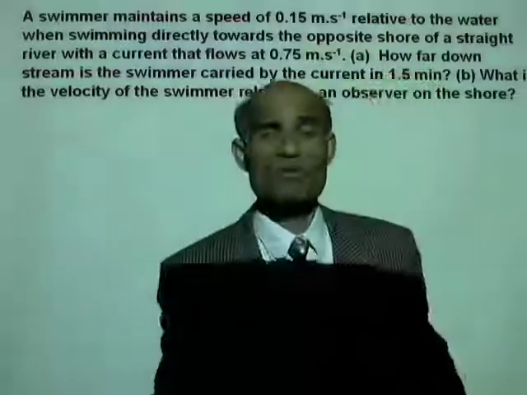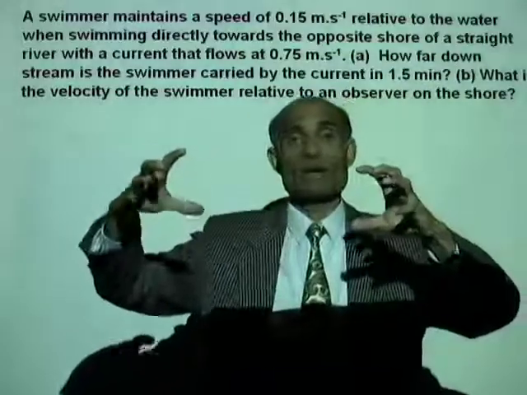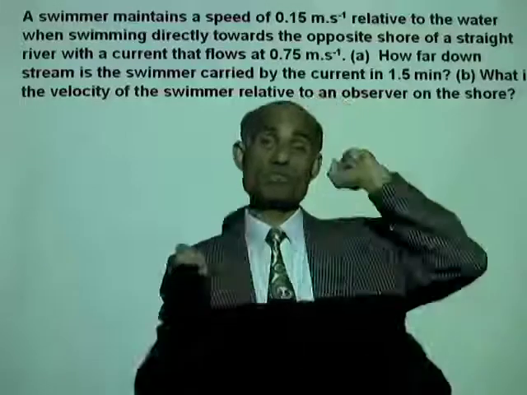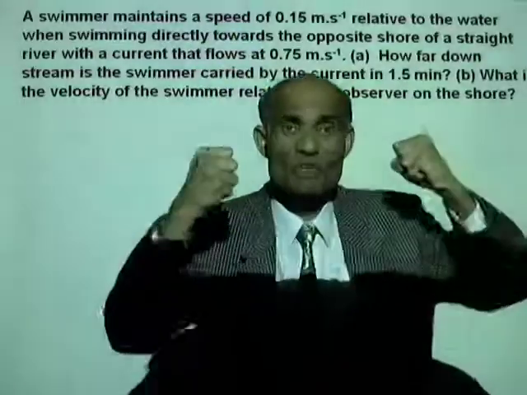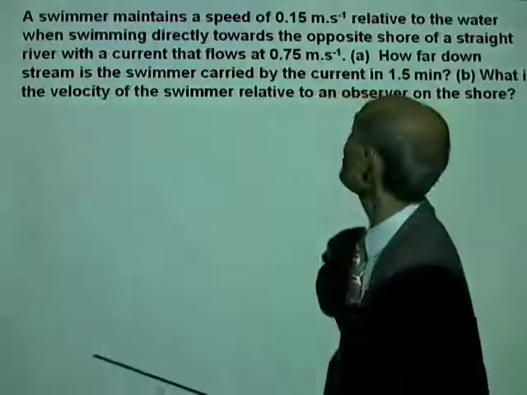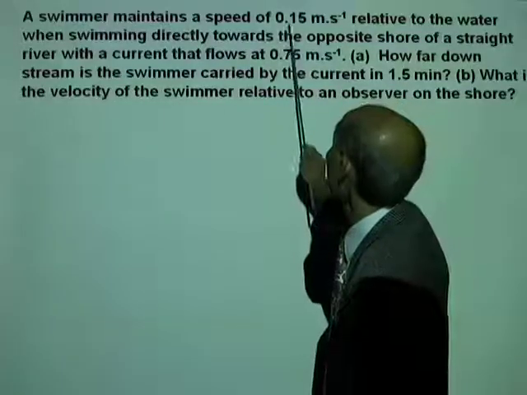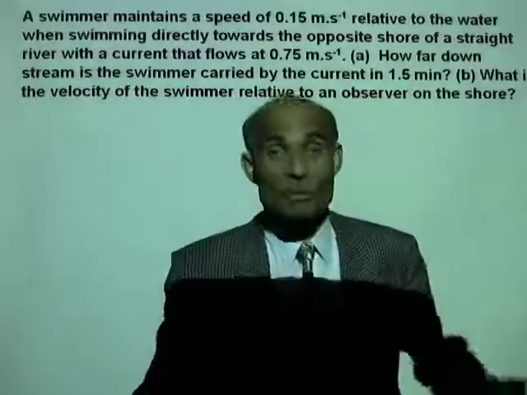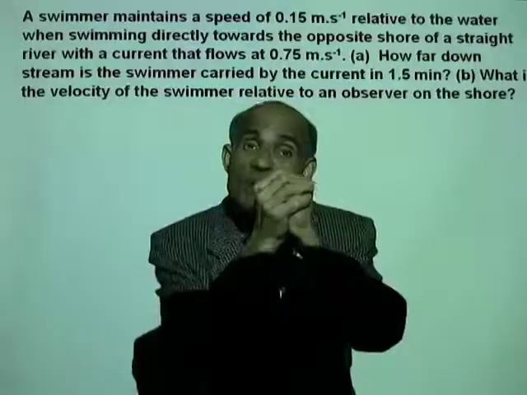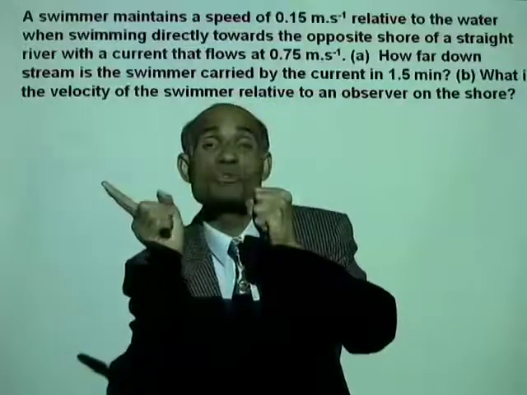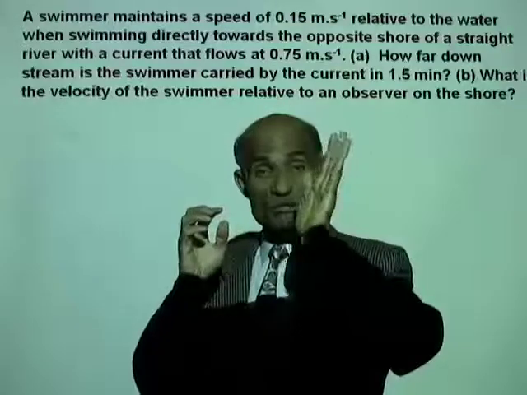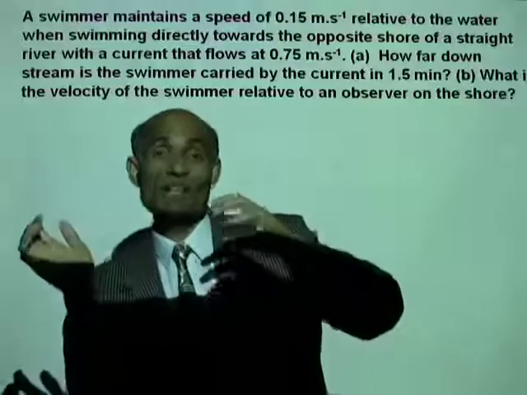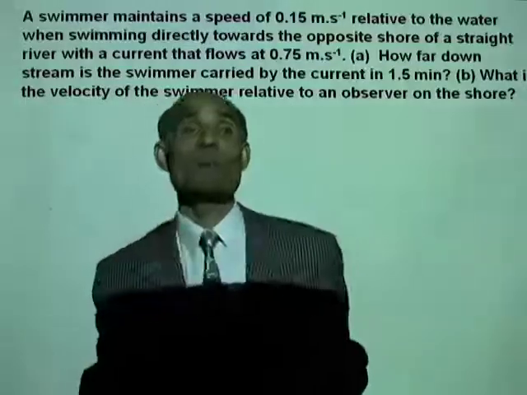Well, you can understand that problem. There's a river flowing and the swimmer is going across the river. Now you can see the swimmer has a velocity of his own. What is the speed of his swim? It's 0.15 meters per second. But the river is flowing. That means the swimmer is subjected to these two velocities: his own velocity and the velocity of the river. The swimmer is being carried downstream by the river.